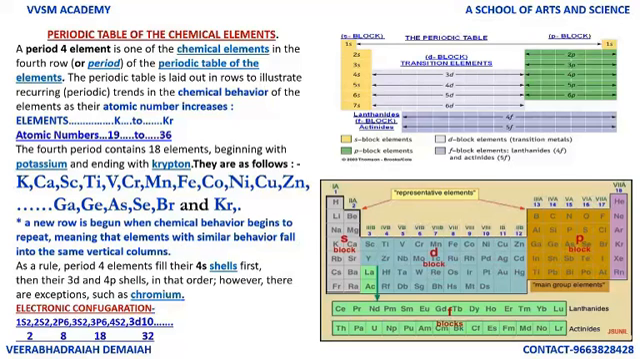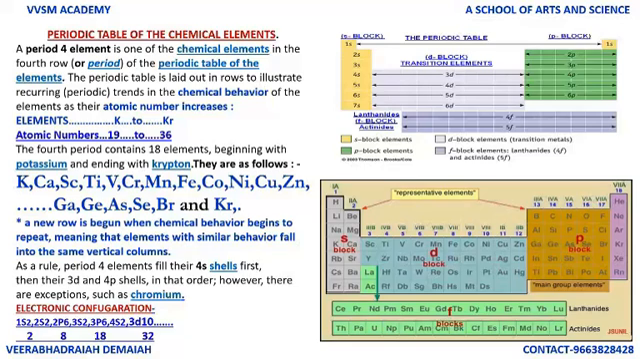So these are the important points about the 4th period of the chemical elements in the periodic table. We have to come across the electronic configuration. So my dear friends, these are very important things.